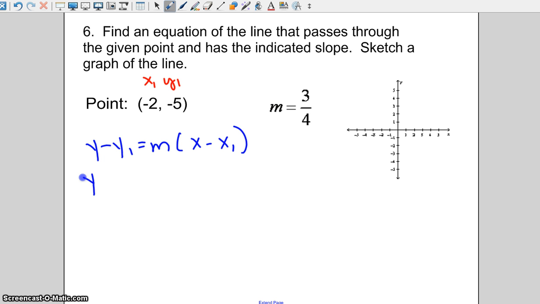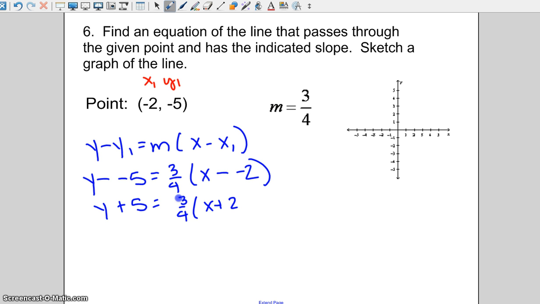So we're going to replace y1 with -5. The slope is 3/4, and x1 is -2. Then you need to solve it for y. Y plus 5 equals 3/4 times x plus 2. Y plus 5 equals, distribute the 3/4, so 3/4 x plus 3/4 times 2 over 1 would be 6/4. Subtract the 5.